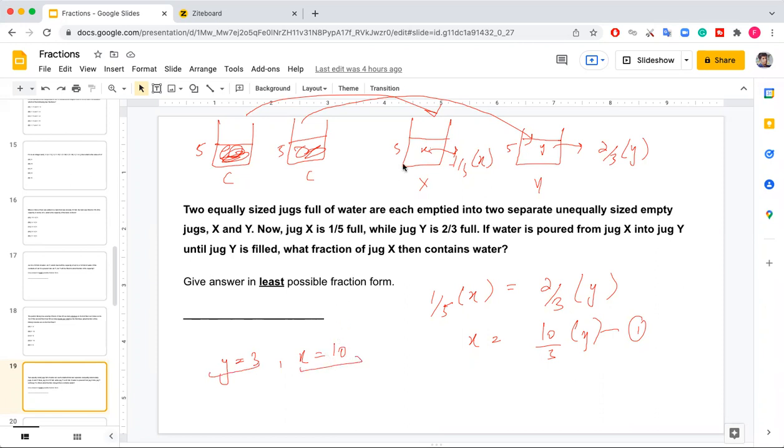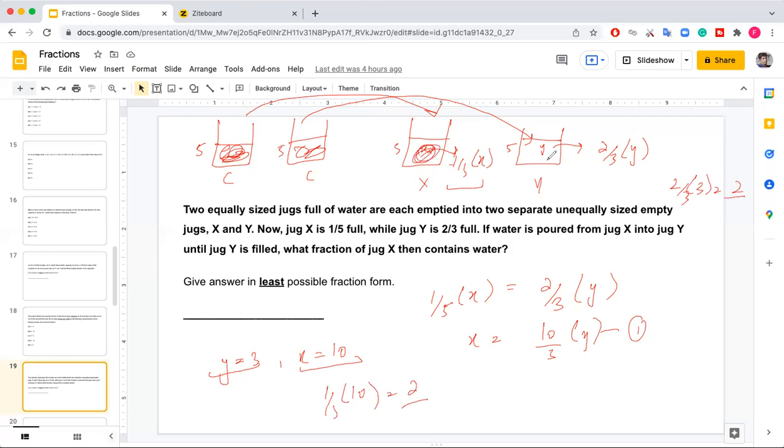Okay, so now tell what is the actual water which is thrown from this tank to that tank. In tank X, this is 1 by 5 of X, and 1 by 5 of X, which is 10, is equal to 2. Likewise, 2 by 3 of Y, and Y is 3, this is also 2. Right, so 2 liters of water is emptied to X and likewise emptied to Y. Right?